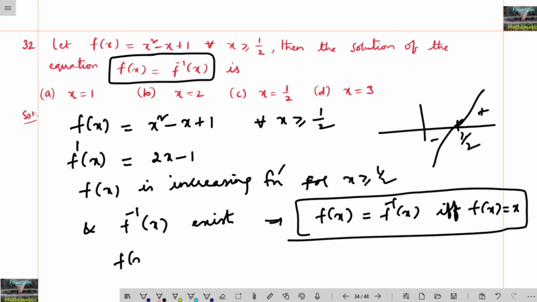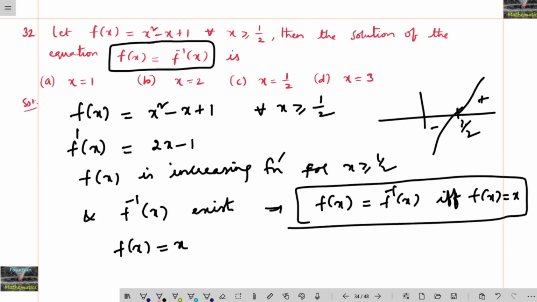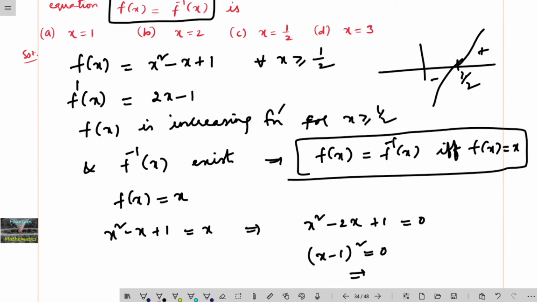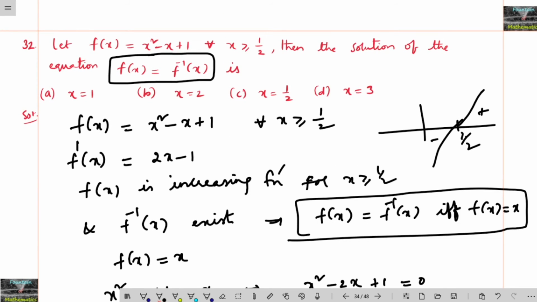And so we can consider here f of x is equal to x. So what is f of x? x square minus x plus 1. x square minus x plus 1 is equal to x, which implies x square minus 2x plus 1 equals 0. That is (x minus 1) whole square is equal to 0, which implies x is equal to 1. So we can go with option x is equal to 1. Next problem.